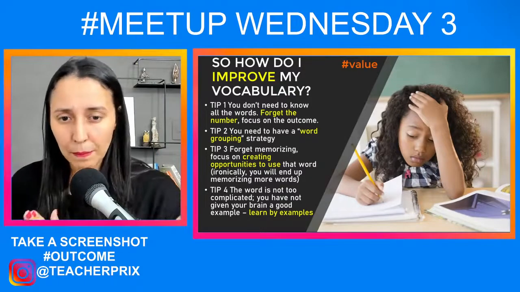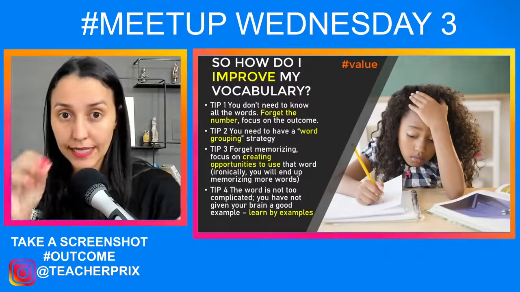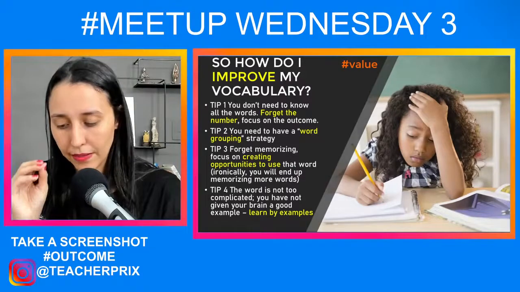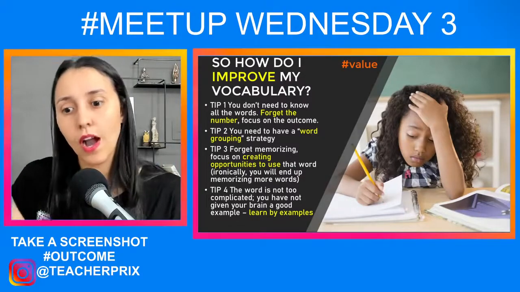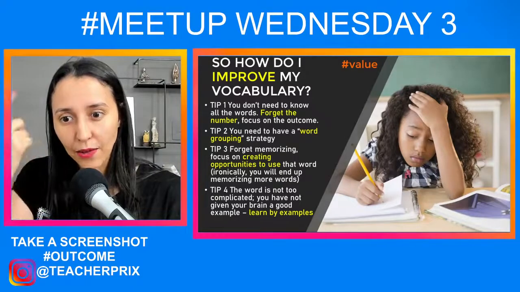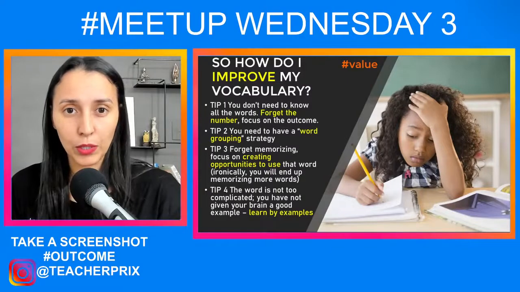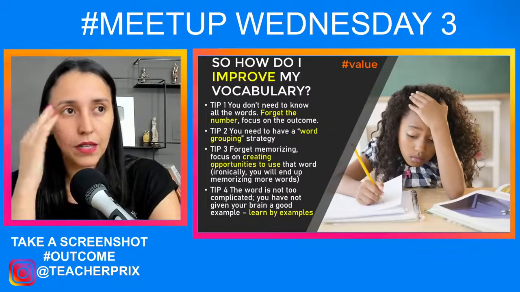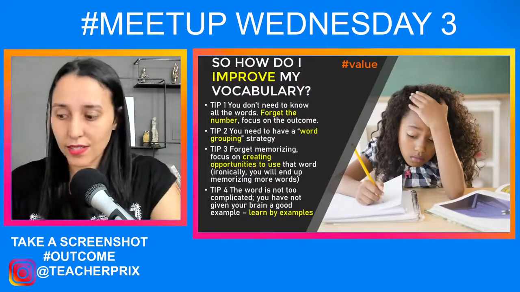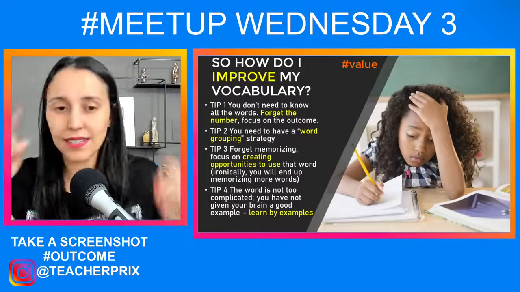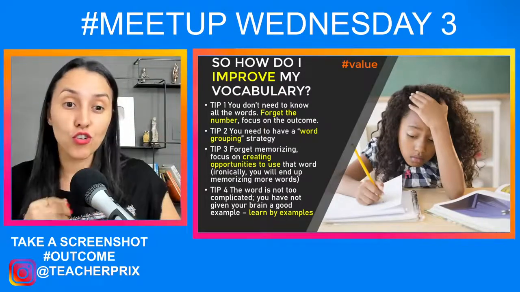Okay. But ironically, this process, and I will talk a little bit more about that, the process of focusing on opportunities, on how you can use the word, that is how you're actually going to memorize the word. Because the brain doesn't see words, okay? It doesn't see the letter P. Maybe in a drawing, okay?